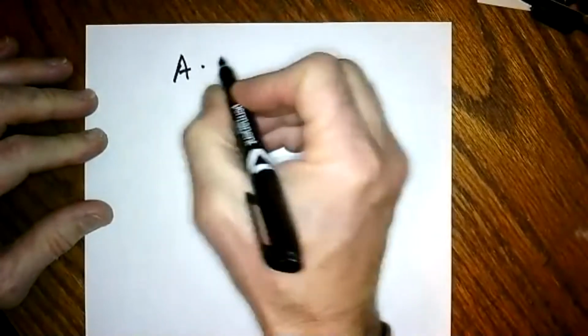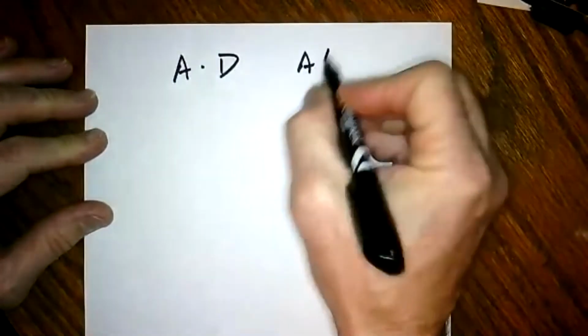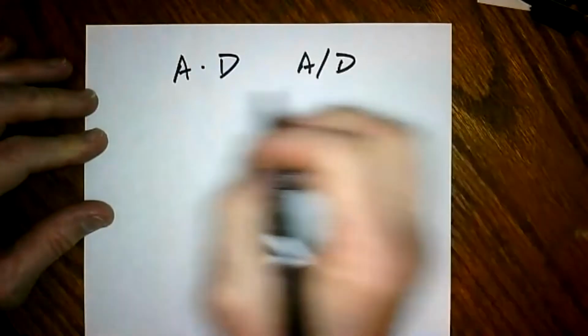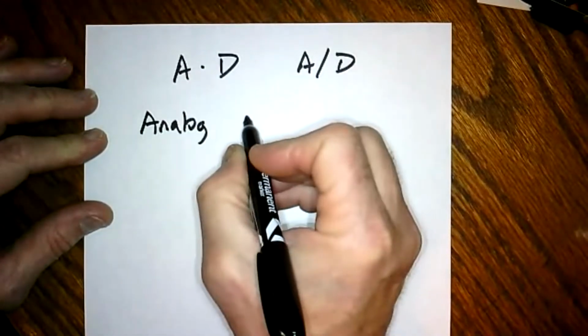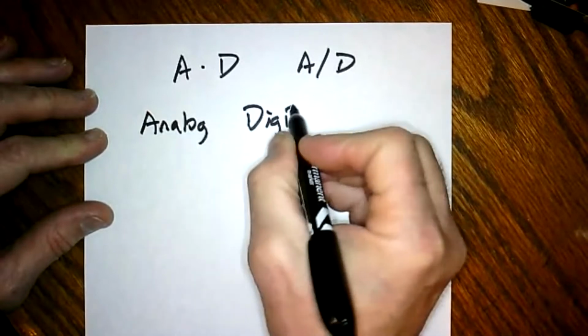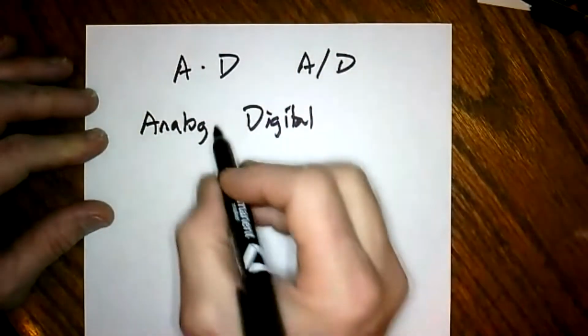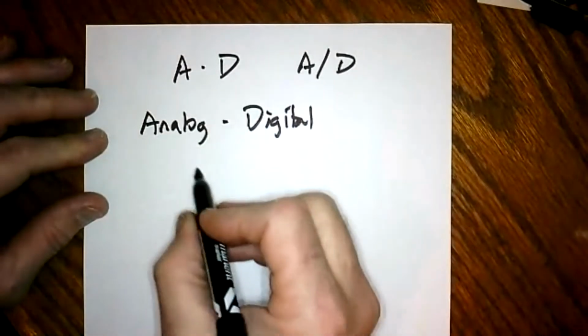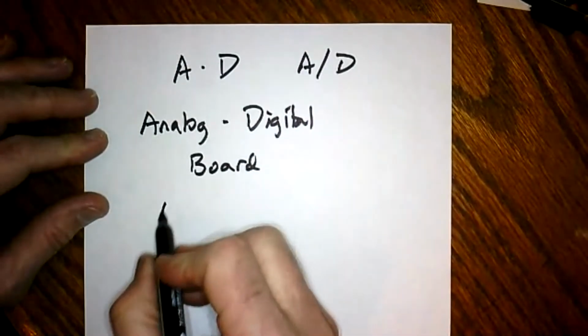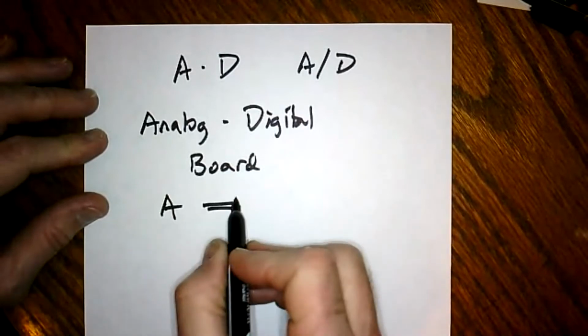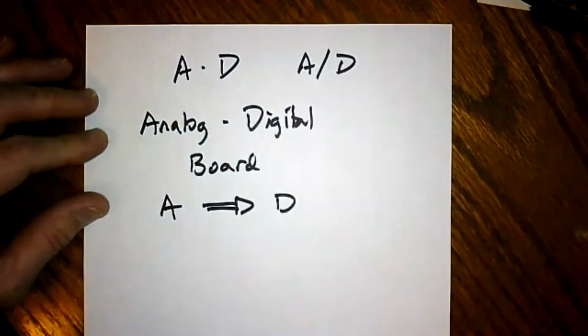Let's talk a little bit more about A to D boards. A to D boards, or sometimes A to D. The A stands for analog, and the D stands for digital. And what we are using in the lab is an A to D board, taking the analog signal and transforming it to a digital signal.